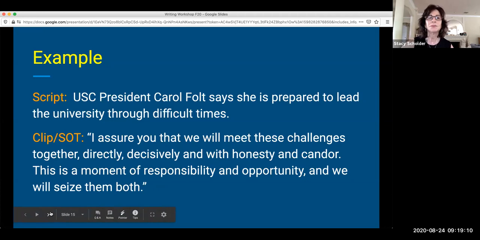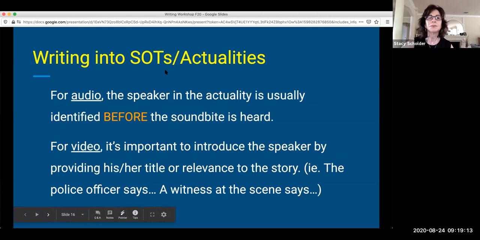So for audio, the speaker in the act is usually before the soundbite. Okay, so we identified Carol Folt. For video, it's important to introduce either the speaker by his or her name, if it's a well-known name, or by the type of person this is. So if it were a firefighter that we were introducing, we would introduce him or her just by saying a Los Angeles County firefighter told us that this was a very difficult fire to fight. That would be enough, just because the person's name wouldn't be as relevant because we don't know him or her by name.